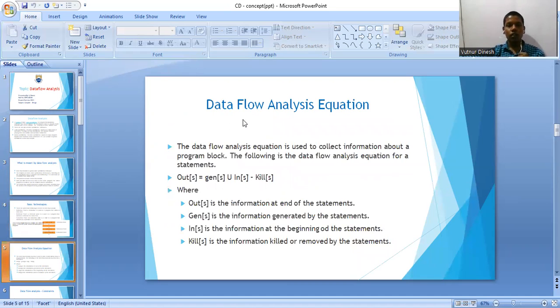Data flow analysis equation. The data flow analysis equation is used to collect information about a program block. The following is the data flow analysis equation for a statement: out of S equals gen of S union (in of S minus kill of S), where out of S is the information at the end of the statement, gen of S is the information generated by the statement, in of S is the information at the beginning of the statement, and kill of S is the information killed or removed by the statement.